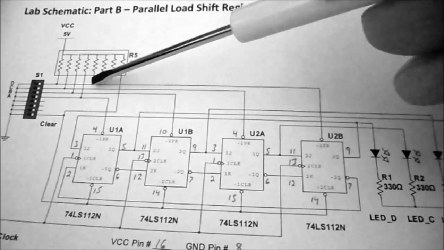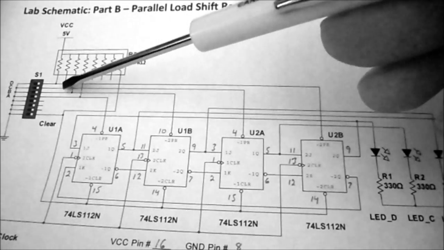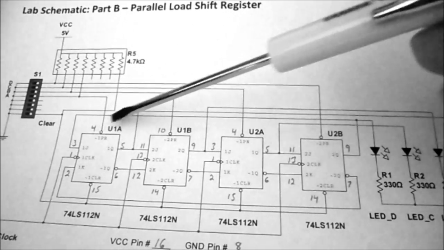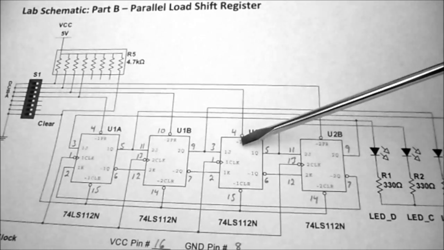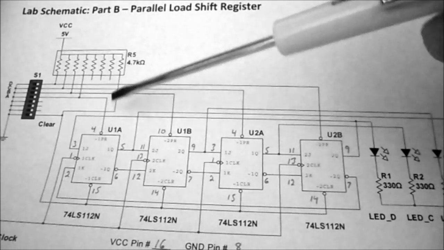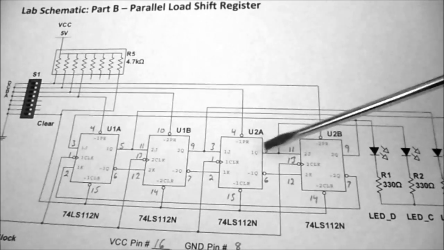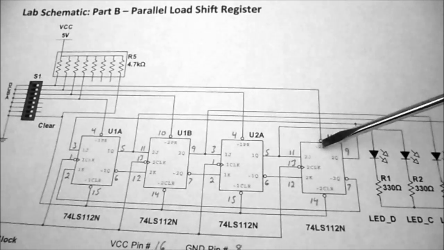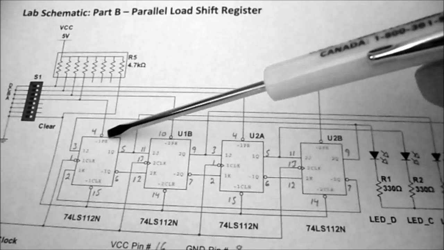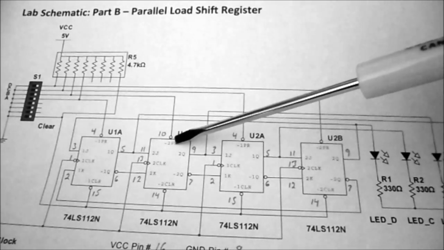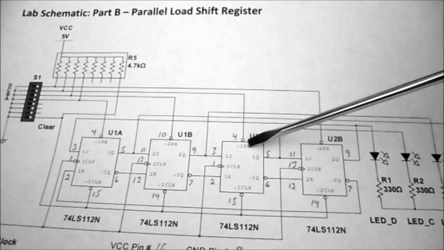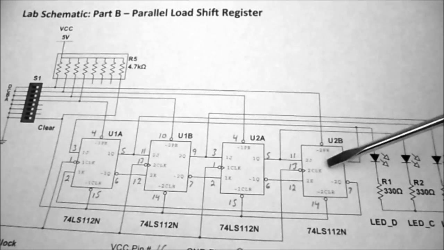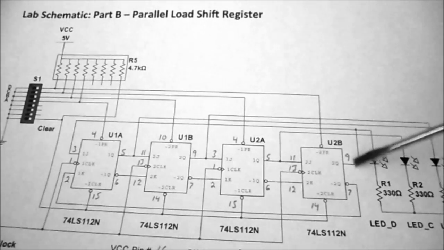So I want you to notice the dip switch, which we're using to load our numbers, actually goes to the preset line. So when we put a number on here, we're actually activating the presets on here. The presets are active low. So when we put in a 1, it's not presetting. When we put in a 0, it's actually presetting this JK flip-flop to output a logic 1.